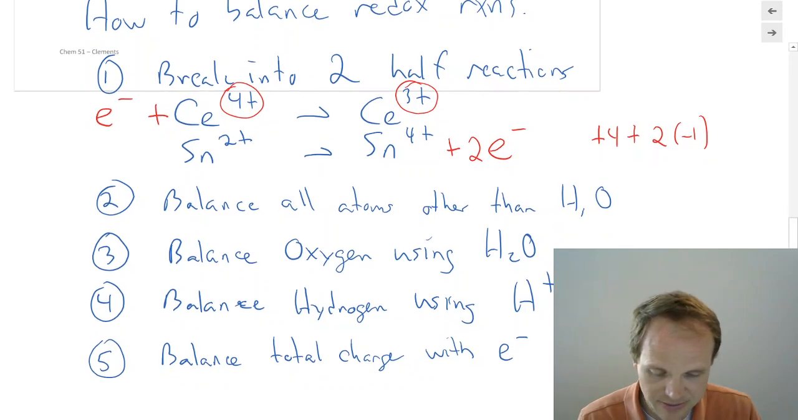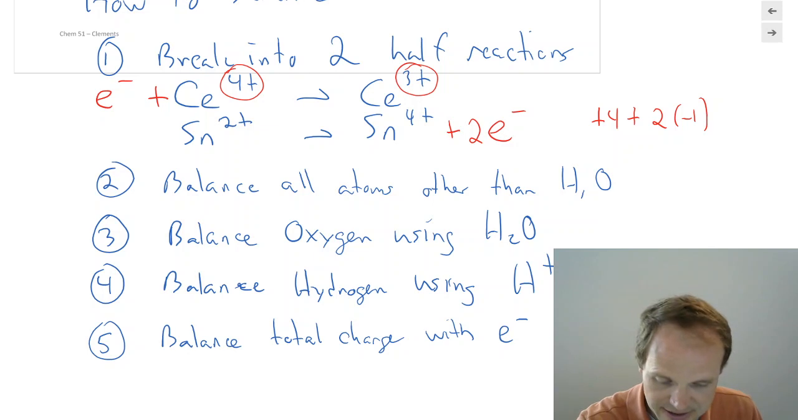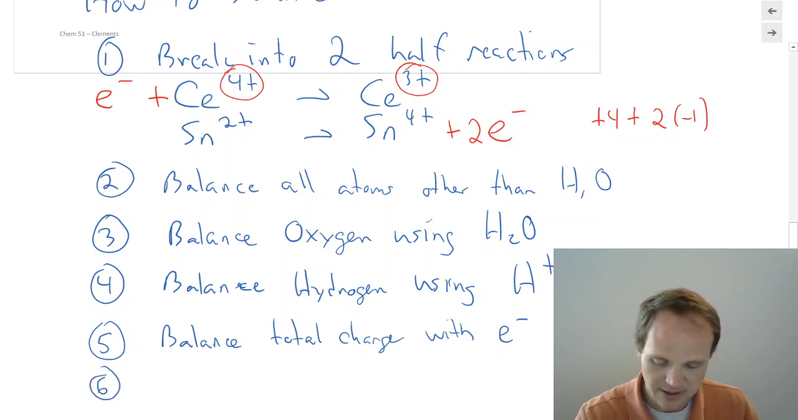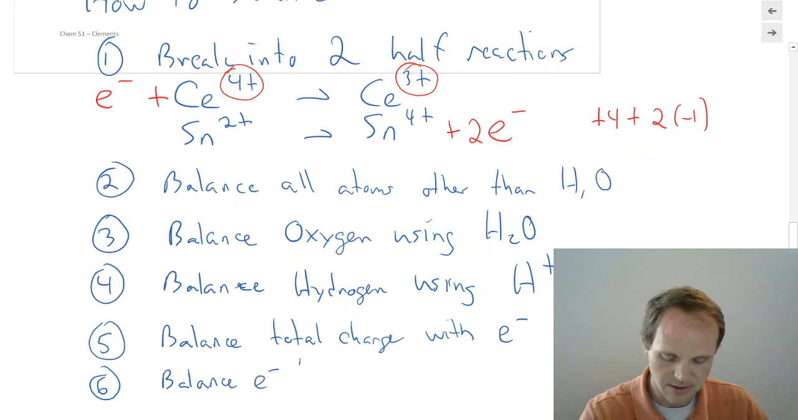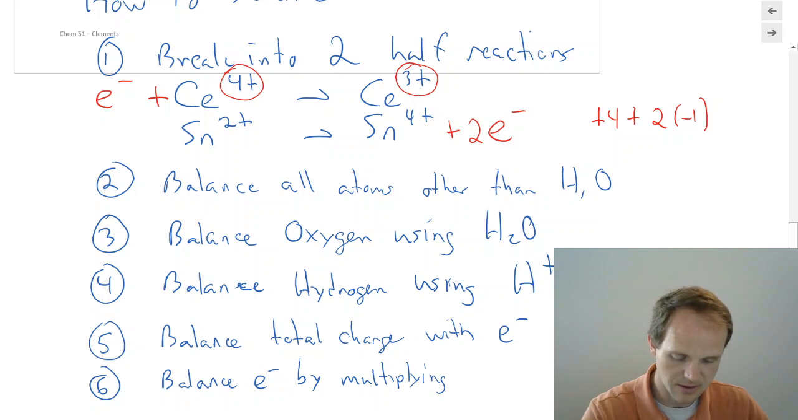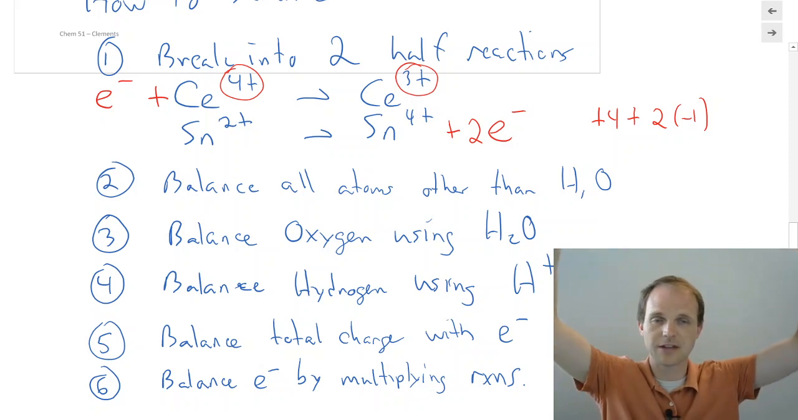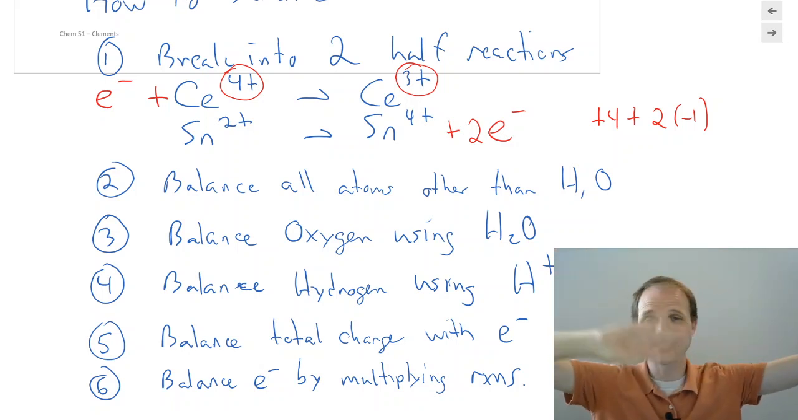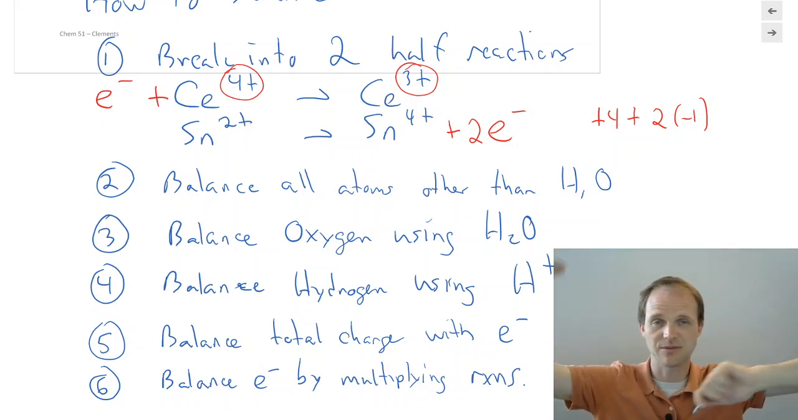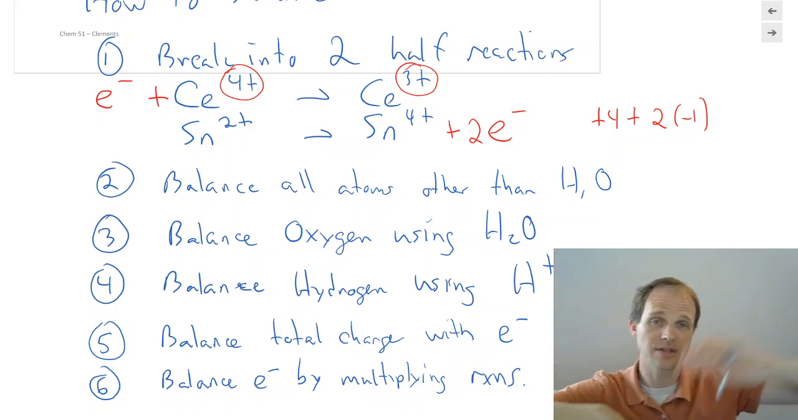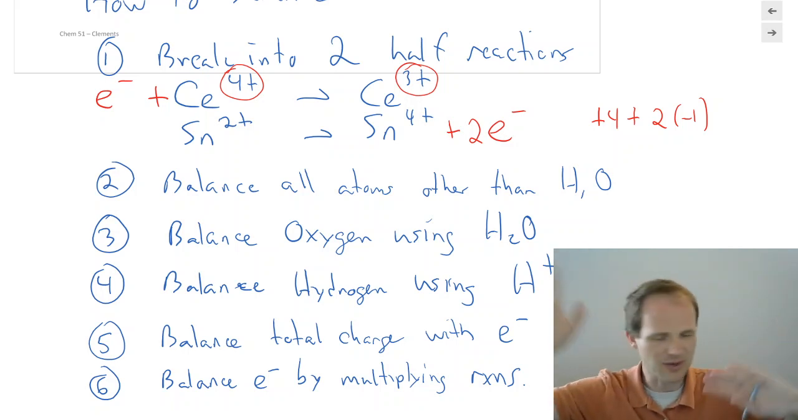The last, well, not really the last step. The last step of sorts is to balance electrons by multiplying reactions. Okay. What do I mean by that? Well, I said that one of the things we figured out at the beginning is even though our mass was balanced, cerium was balanced with cerium, tin was balanced with tin, we had more electrons on one side than we did on the other. We didn't figure out how many or whatever, it doesn't really matter.